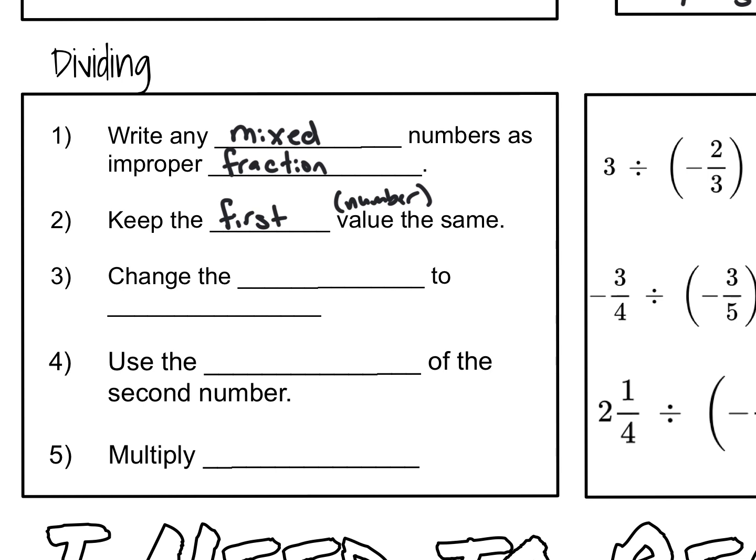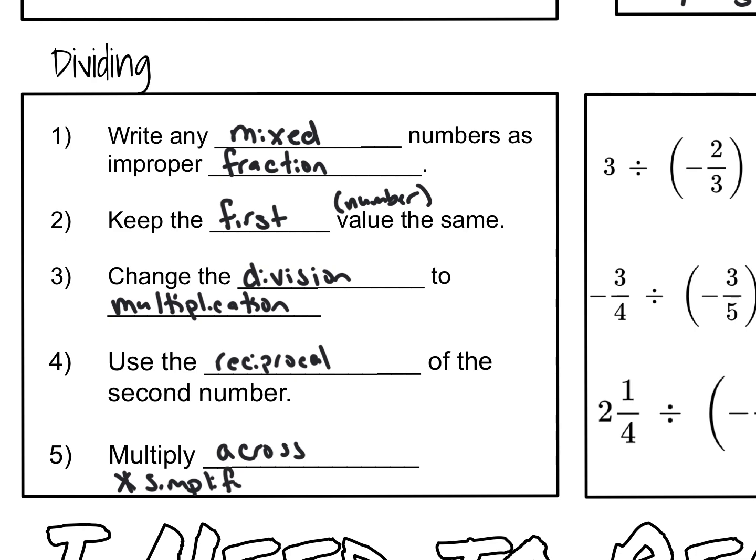Then, as a review, we're going to change the division to multiplication, kind of like when we change subtraction to addition. And then we're going to use the reciprocal of the second number. And then once we're done with all that, we're going to multiply across, just like we did with multiplication. And then, as a side note, remember to simplify.